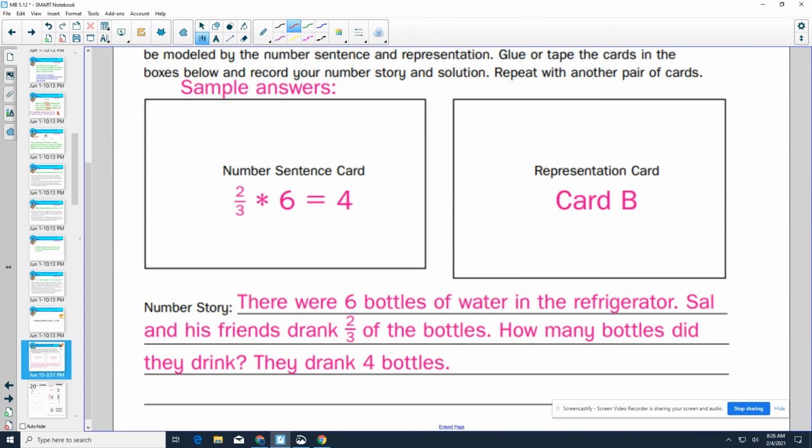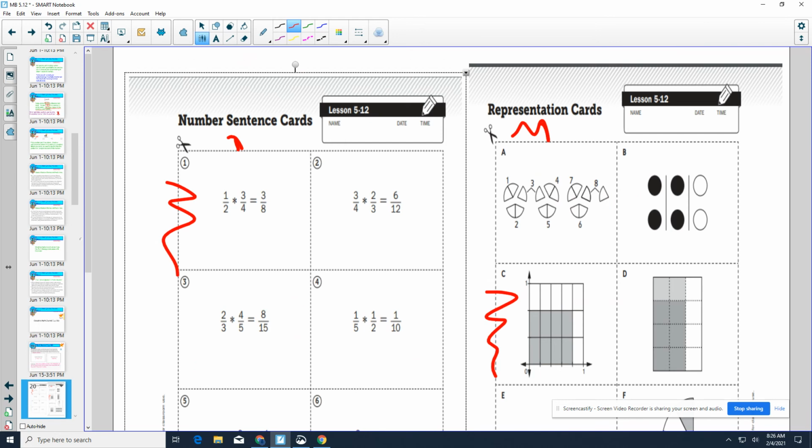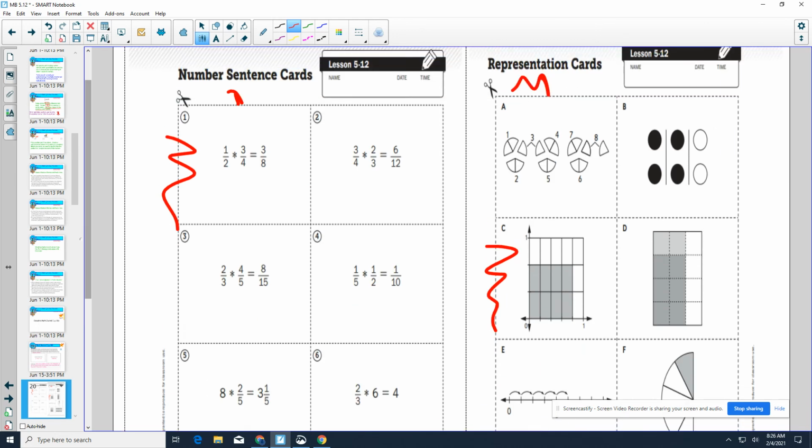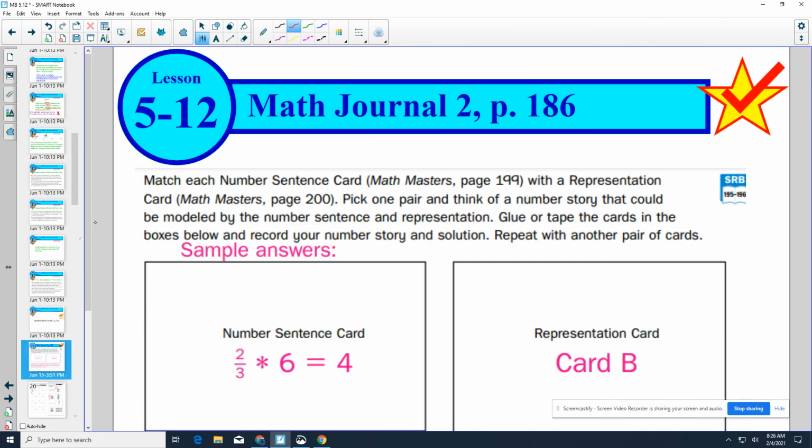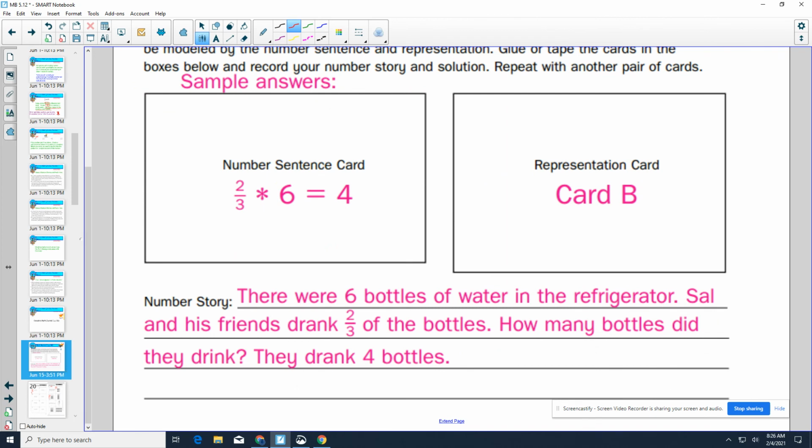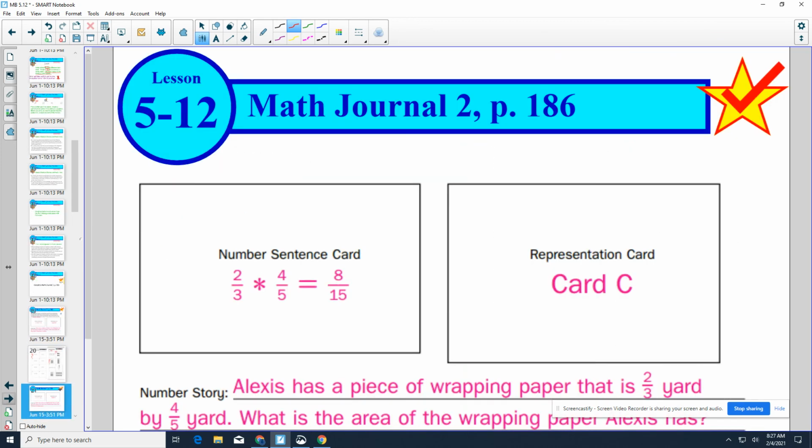They said 2/3 multiplied by 6 equals 4 was the number sentence card they used. And so they said that model is represented with card B, okay? And so they said that that matches up to that story problem or number sentence. And so then they took that same scenario, 2/3 multiplied by 6 equals 4, and they wrote a number story for it. So there were 6 bottles of water in the refrigerator. Sal and his friend drank 2/3 of the bottles. How many bottles did they drink? They drank 4 bottles. So again, you might have to just keep going back and pause and look at the number cards. I don't think it's in your math journal because it's a Math Masters.